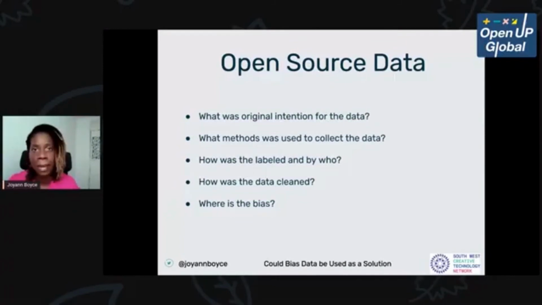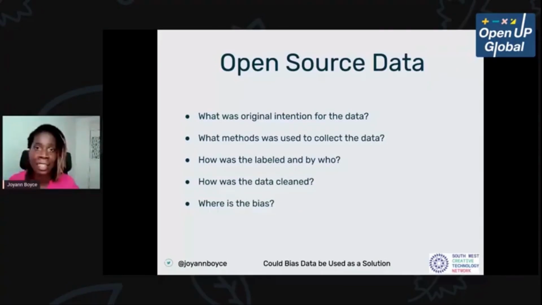And one of the main biases with open source data is it tends to be contributed to by those already aware. And given current society, that tends to be mostly white men. So there's a lack of representation in those data sets. So whenever working with open source data sets, it's good to ask, where is the bias?